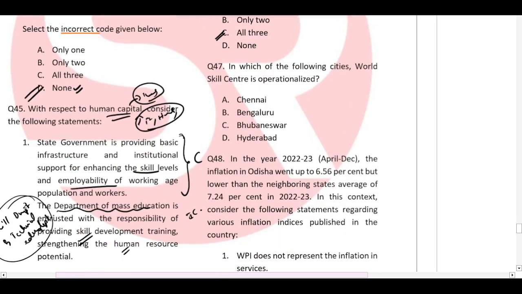In which of the following cities World Skill Center is operationalized? The World Skill Center was operationalized in Bhubaneswar. So this is the Advanced Skill Training Institute and it was assisted by the Asian Development Bank in collaboration with the ITES Singapore. So together, in collaboration with the government of Odisha, they set up an Advanced Skill Training Institute in Bhubaneswar.